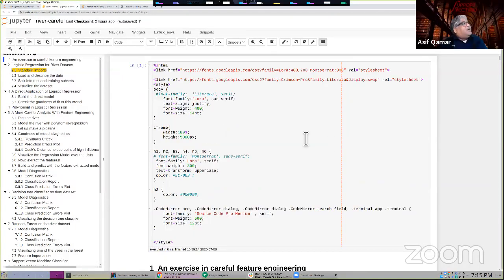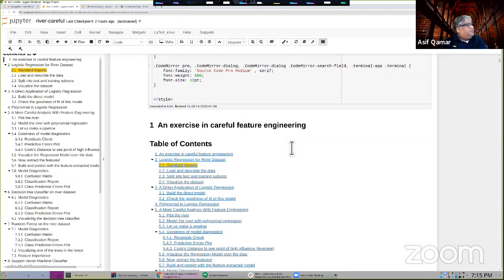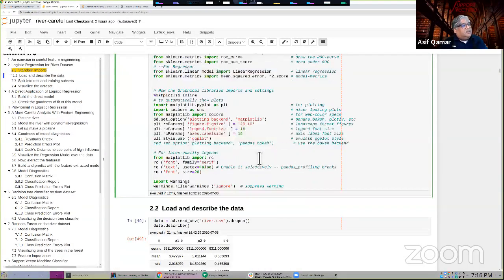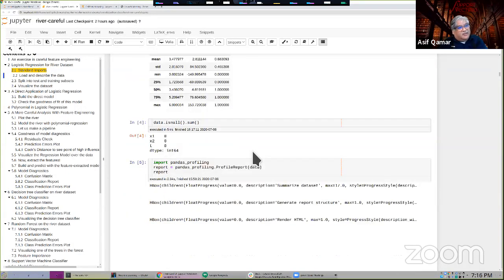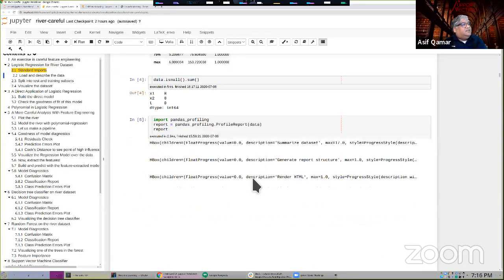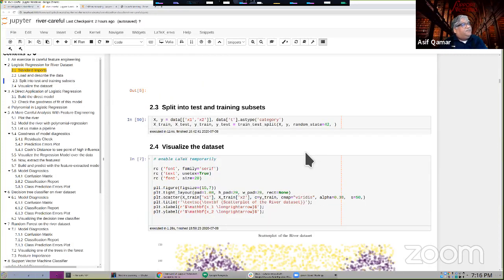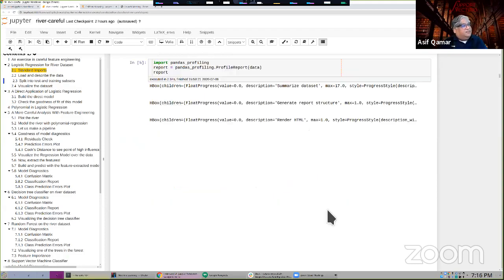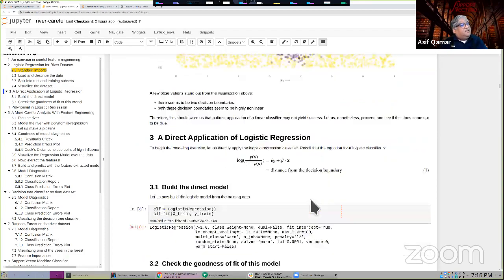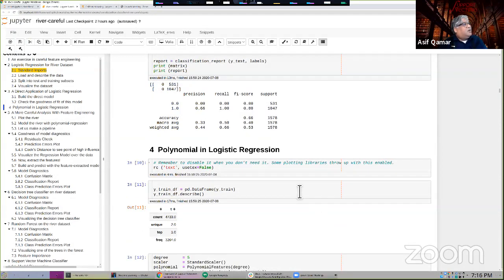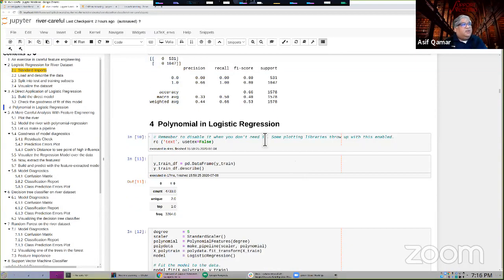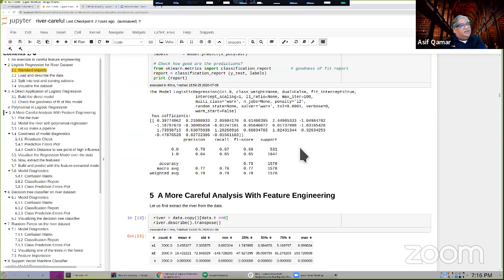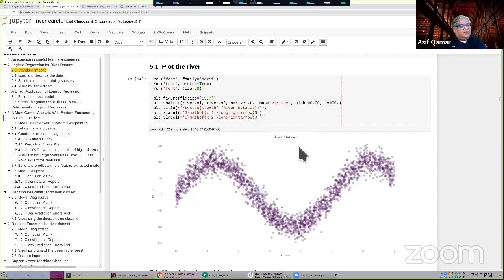So I'll just recap the river data set. We went through all of it. What did we do? We did the standard imports, no changes. We loaded the data, and I'm just repeating this so that it becomes second nature. We did some profiling of the data, and where's the profiling? Okay, for some reason it's not visible here. Then we built a naive logistic model, which failed. Then we did polynomial and logistic, which led to some degree of success. And finally, we did a more careful analysis.